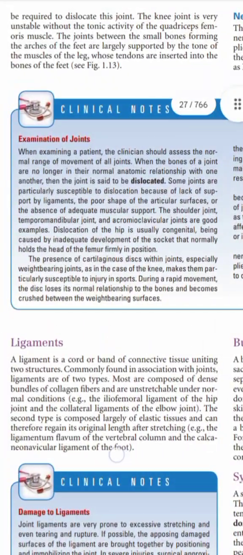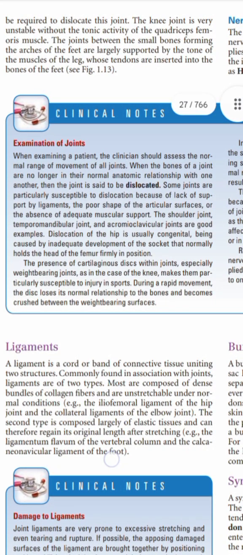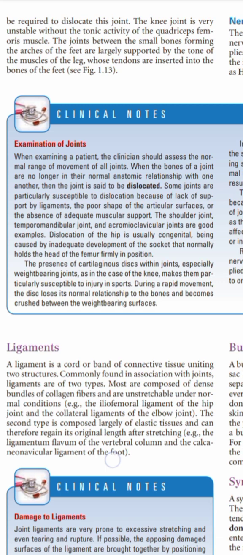Examination of joints. When examining a patient, the clinician should assess the normal range of movement of all joints. When the bones of a joint are no longer in their normal anatomic relationship with one another, then the joint is said to be dislocated.